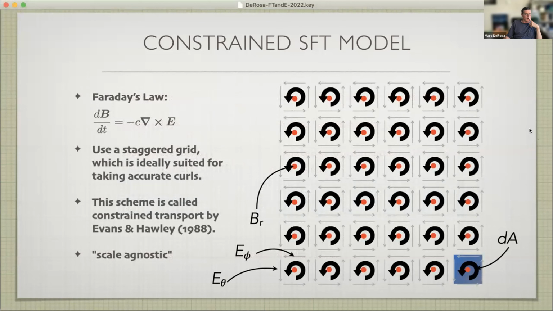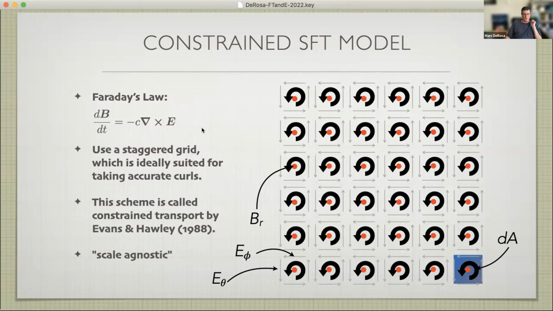So anyway, now that means you're taking curls. And as far as a numerical scheme used for taking curls, we have this staggered grid, which means that the places where BR is known, so the red dots are BR, are offset from where E theta and E phi are known, which are the ribs surrounding each cell center here.